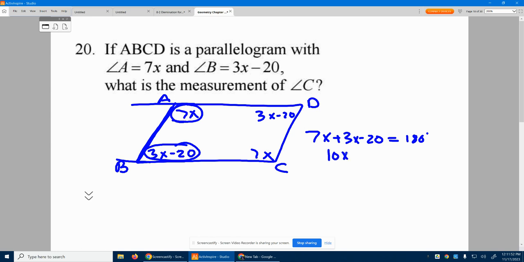So 10x, take away 20, adds up to 180. Move your 20 over to be with the other number. 10x is equal to 200. Divide by 10, we now have x is 20 degrees.